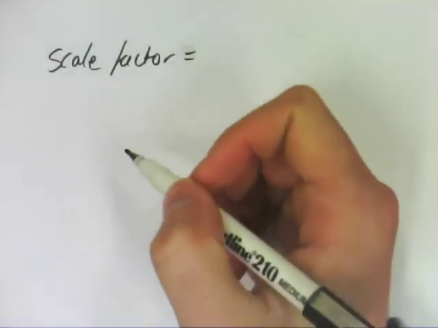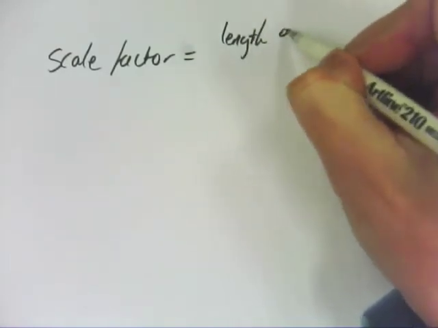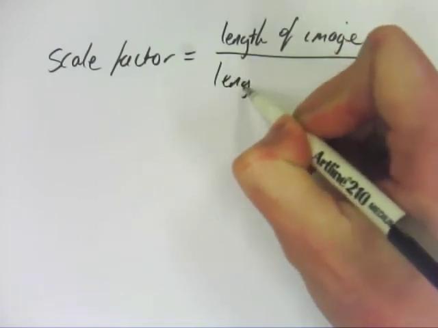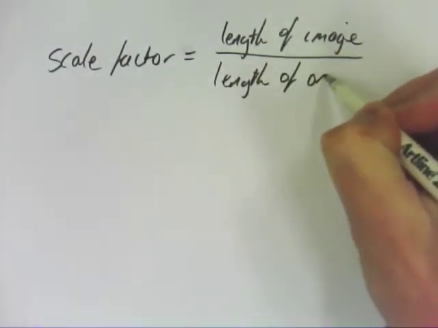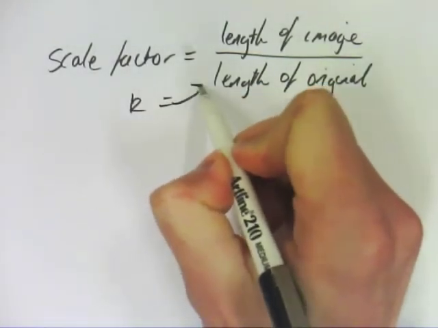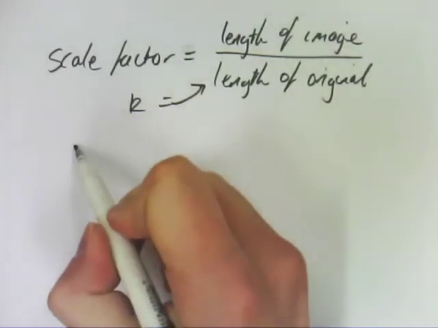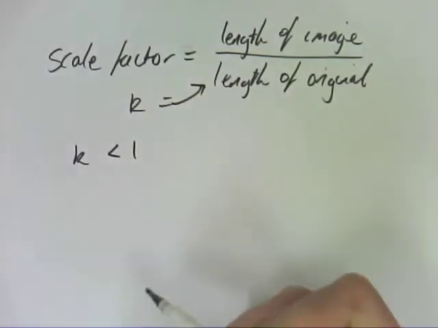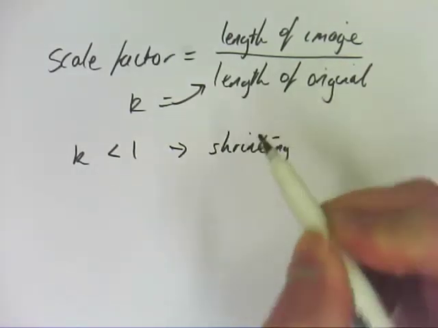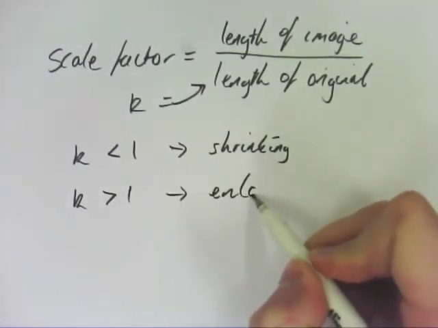Scale factor can be worked out by doing the length of image divided by the length of original. Okay, so K equals that, the length of the image divided by the length of the original. If K is less than 1, okay, that means you are shrinking. Okay, if K is greater than 1, it means you are enlarging.